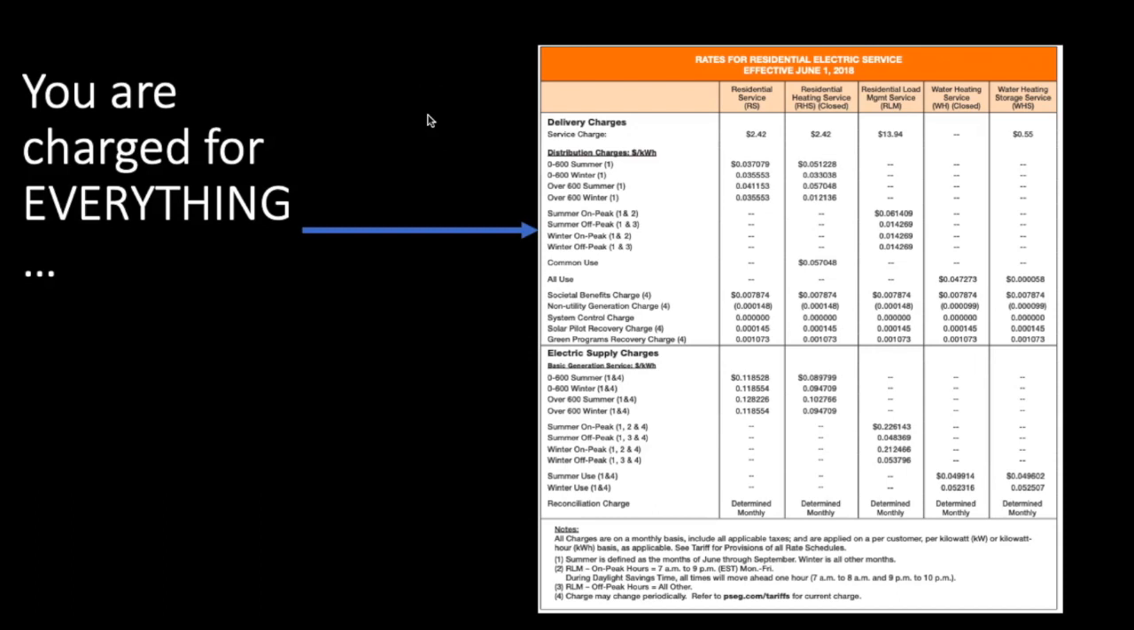Then, if you look, there's summer charges versus winter charges. So they charge you different rates depending on the time of year. When there's high demand in the summer, often the charges are higher than in the winter when you don't use as much electricity, right, because of air conditioning. And then, of course, there's all sorts of miscellaneous charges and things we're not going to talk about right now.